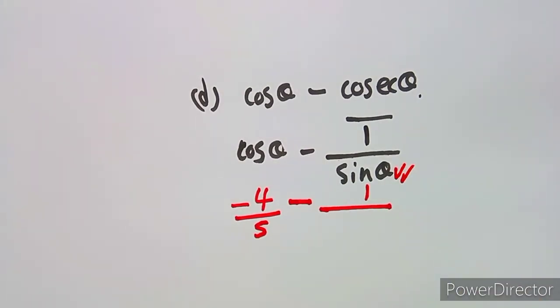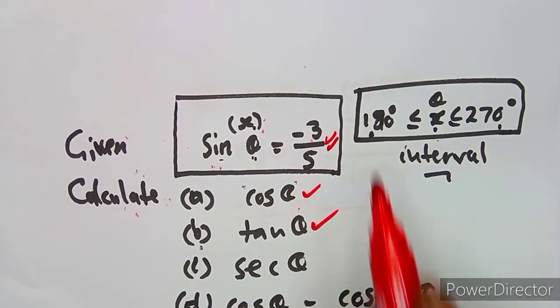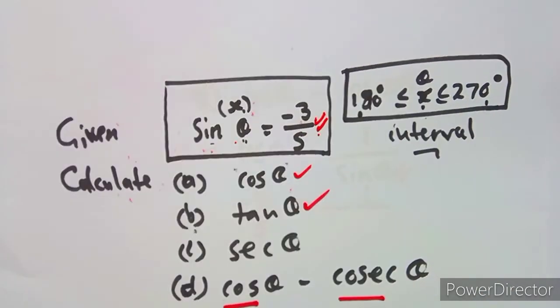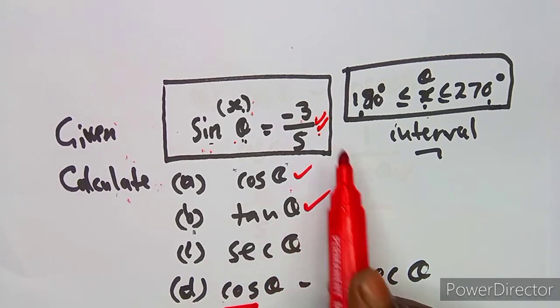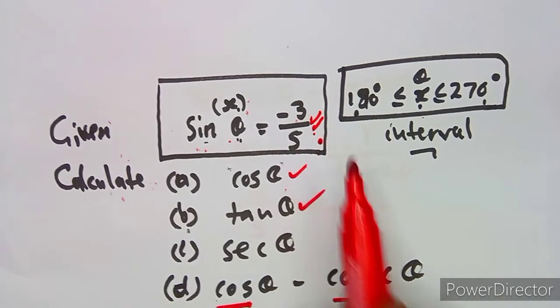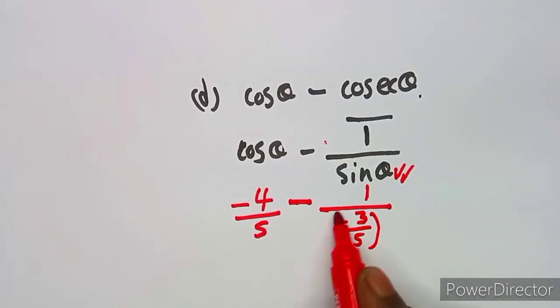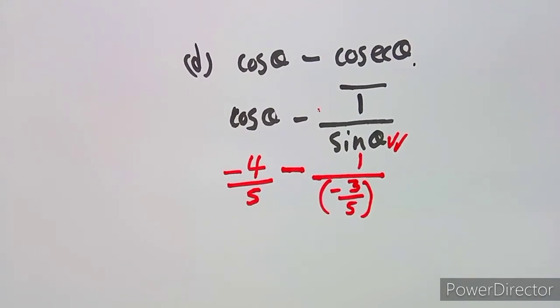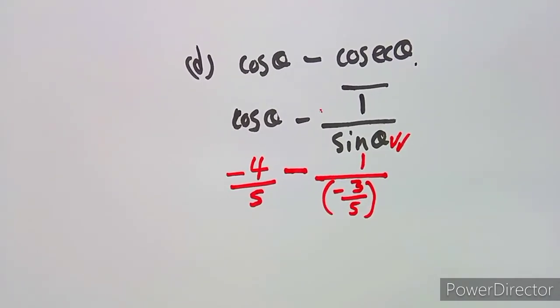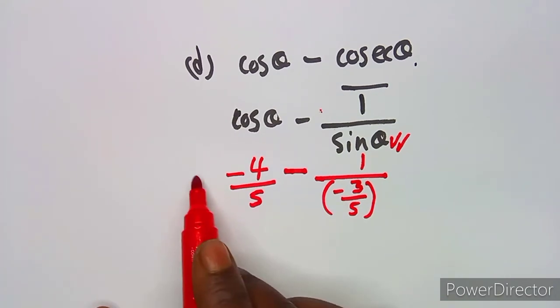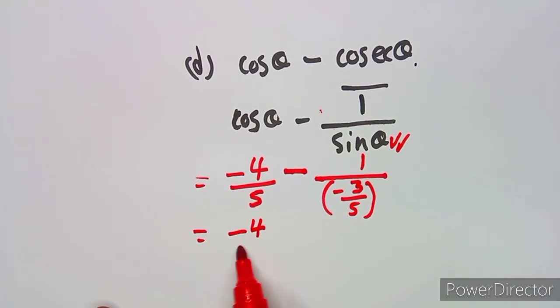All right, sine theta is the one that we were given already, which was minus 3 over 5. So I'm just going to substitute this value that I was given before. Let's substitute minus 3 over 5 like this. This is what you're going to have. So the question is, how are we going to simplify such an expression? All right, let's just leave this part as it is, minus 4 over 5.